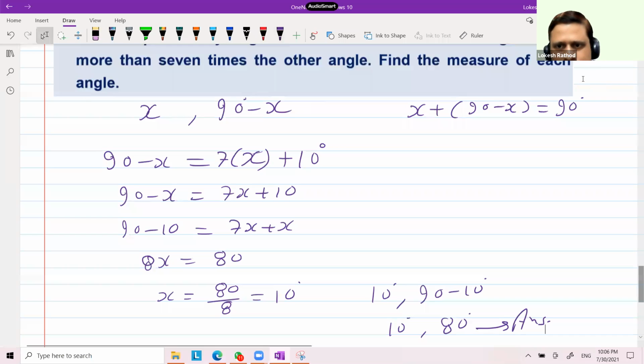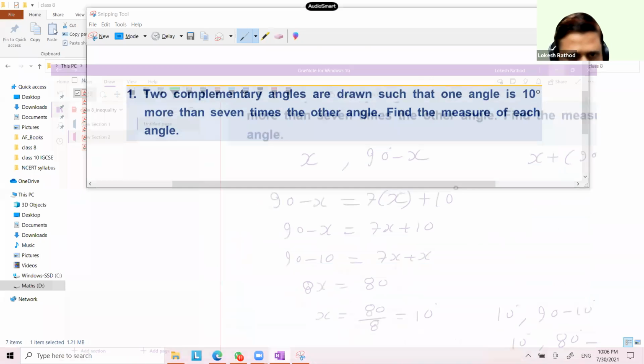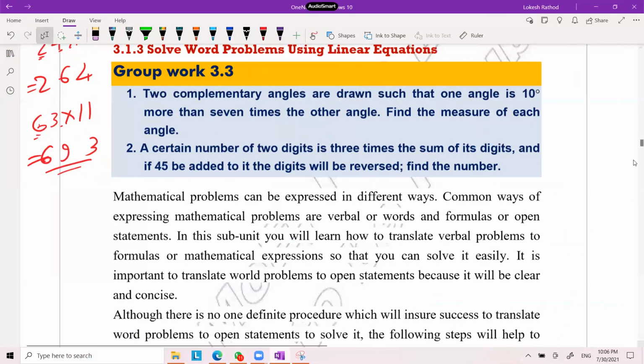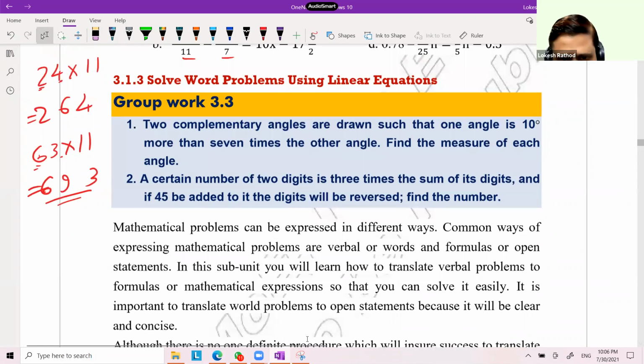So that's what they are asking: find the measure of both the angles. Yeah, right. These are what it is. Now, this is how we do word problems, right? 3 times the sum of the digits and 45 added to it. You must find them. The second one also we can do if you wish.